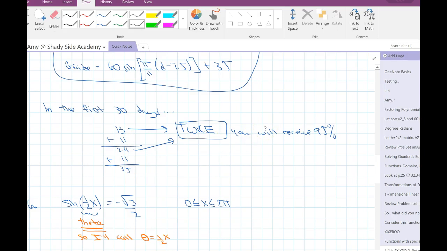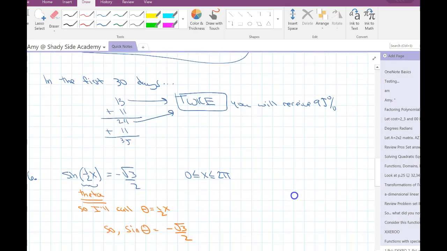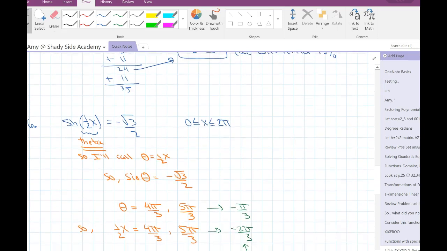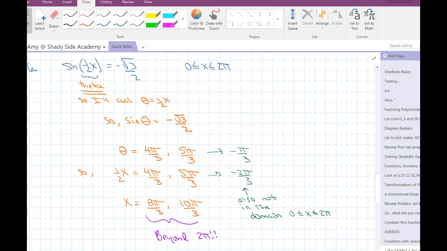Let's see who is really on top of their game. So I first started, I said sine of 1/2 x equals negative radical 3 over 2. So I just called theta 1/2 x, okay? And all I did here in orange was I just rewrote, so sine theta equals negative radical 3 over 2. And let's follow the orange first. So I said, okay, that means theta could be 4 pi over 3 or 5 pi over 3. But since theta was 1/2 x, that means x is 8 pi over 3 and 10 pi over 3.